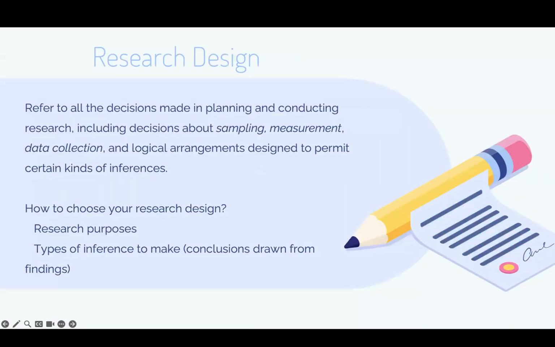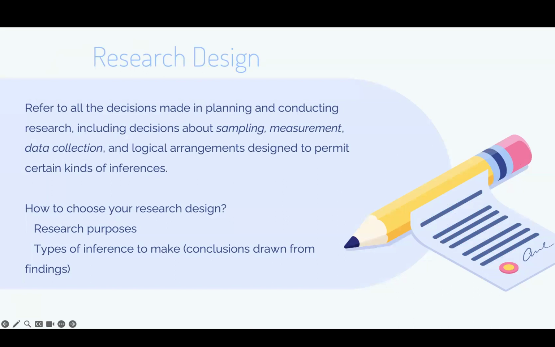Okay, so let's chat about something that's super important in our research adventures, research design. I like to think of it as our research roadmap. It's all about the choices we make when we are planning and running a study. And believe me, those choices matter. First, we have sampling. It's like deciding who is going to be invited to our research party. We need to figure out who we are studying to make sure our findings are legit.